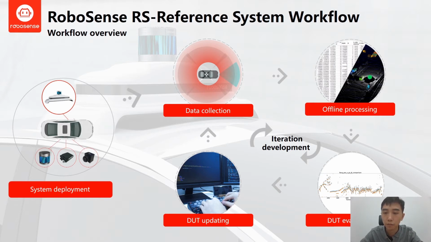After this step, we obtain the ground truth data, and then we can run the evaluation to get the performance of our DUT. Finally, we can feed all this information back to the R&D department, and they can improve the DUT algorithm or the hardware itself. Then we do data collection again to perform a new round of tests. Okay, then I will introduce some details about these steps.